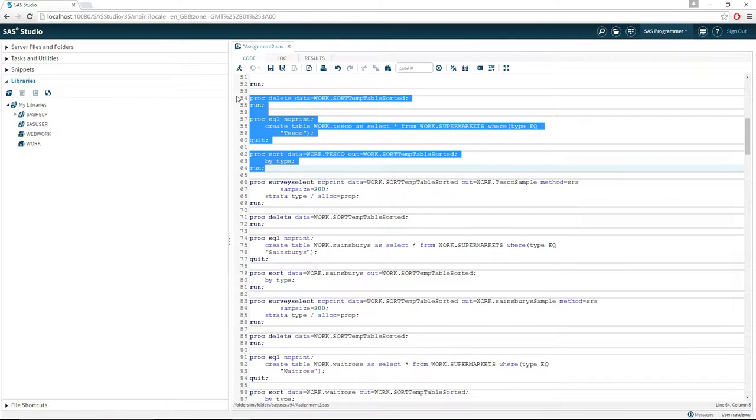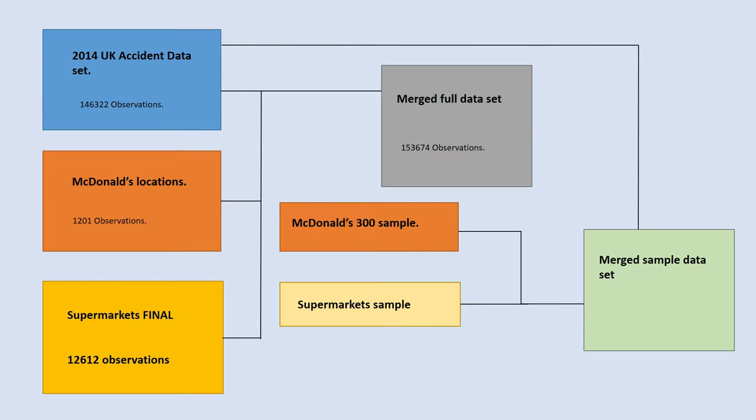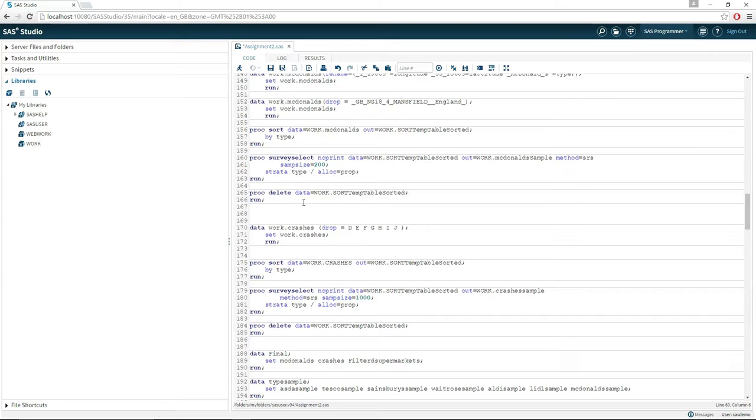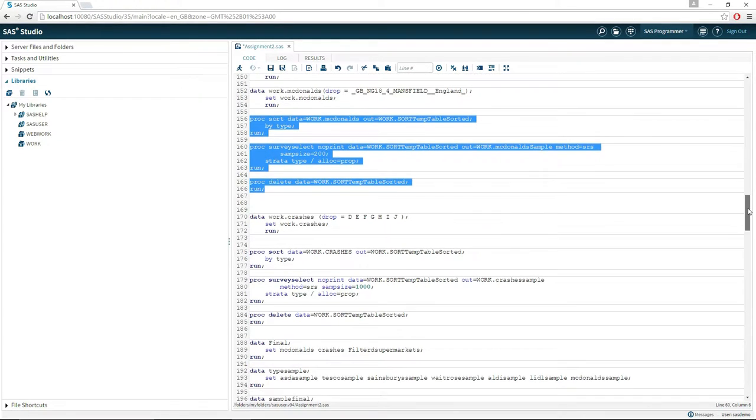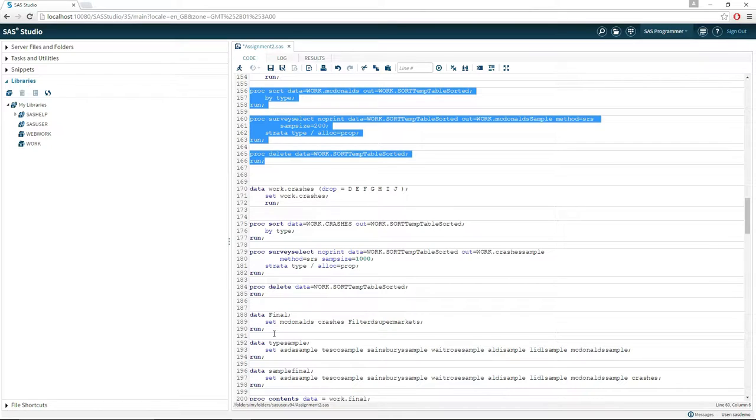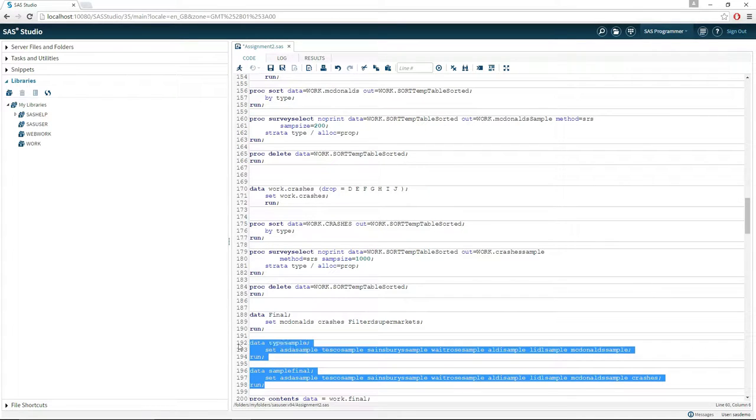Unwanted retailers were removed and the remaining retailers were divided into their own data sets so that there could be a sample of 300 taken off of each. Then the full and sampled data sets were merged back together to create two supermarket datasets. Another sample of 300 was taken from the McDonald's dataset and merged with the supermarket samples and the accident dataset. The full version of the supermarkets, McDonald's and accidents datasets were also merged.